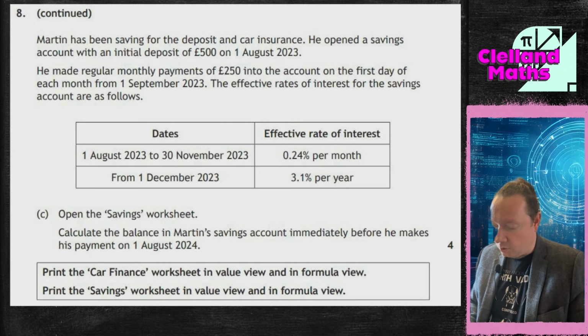Question 8 continued. Martin has been saving for a deposit on car insurance, and he opened a savings account with an initial deposit of £500 on the 1st of August 2023. He made regular monthly savings of £250 into the account on the first day of each month from the 1st of September 2023. The effective rates of interest are as follows. August to November in 2023, the end of, is 0.24% per month, and for the 1st of December, 3.1%. With the open savings worksheet, calculate the balance in Martin's savings account immediately before he makes his payment on the 1st of August 24. Okay, let's do that.